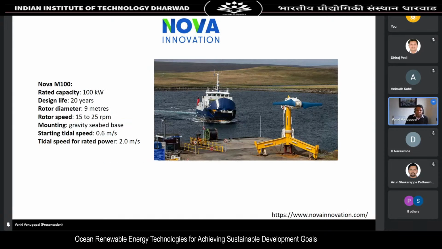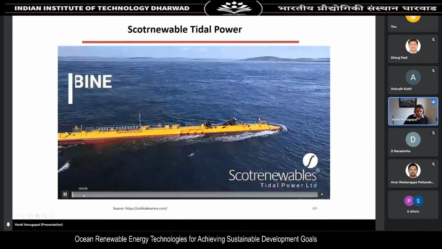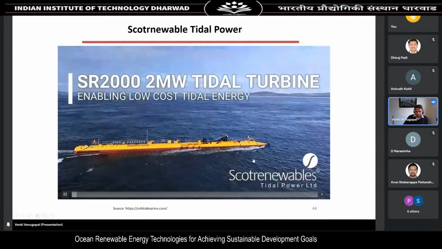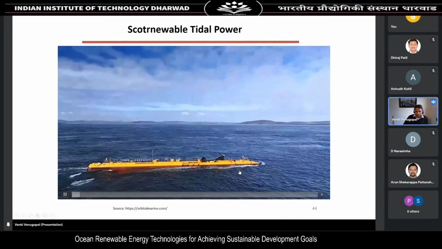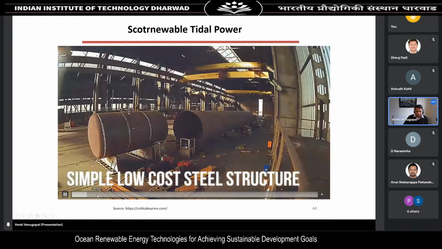And the Nova is another small scale community level project, 100 kilowatt, and it is also in operation. The orbital marine, this is like an aeroplane. You could see this is a floating tidal turbine. It's a twin-bladed turbine. There is another rotor here, one more rotor here. And if you want to watch the video, that's the turbine, and you could see how the speed of the tidal current. That shows the manufacturing process.